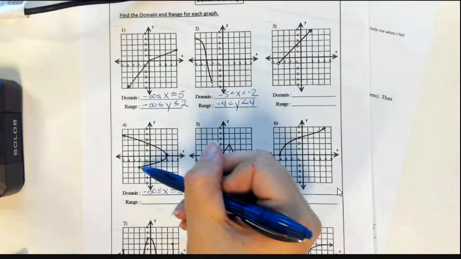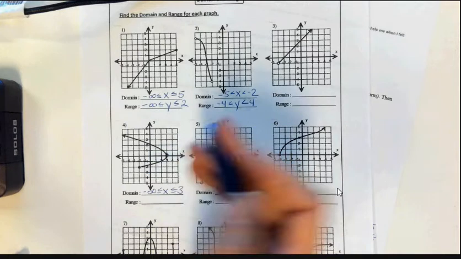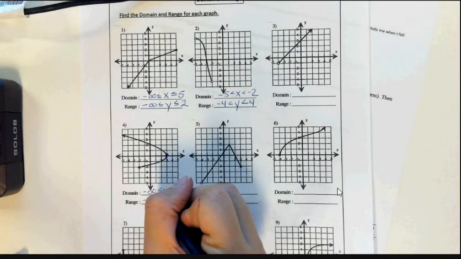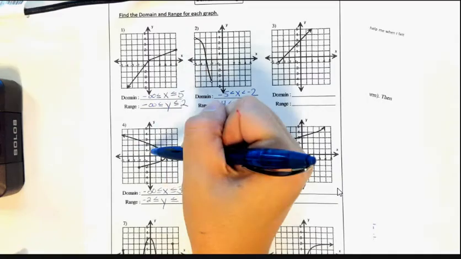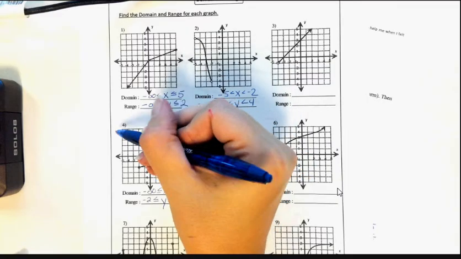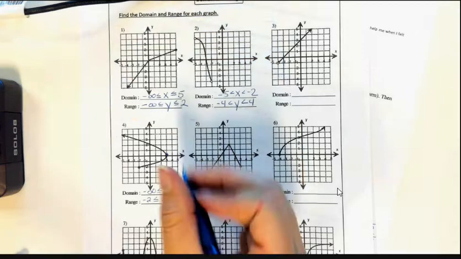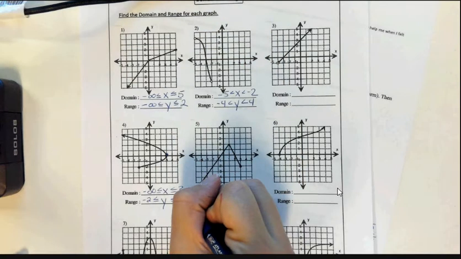And then my range, oh, my most bottom point is at negative 2, less than or equal to y, which is less than or equal to, as I'm going up, I just see that this arrow is going to keep going. I don't know how far, so that would be positive infinity.